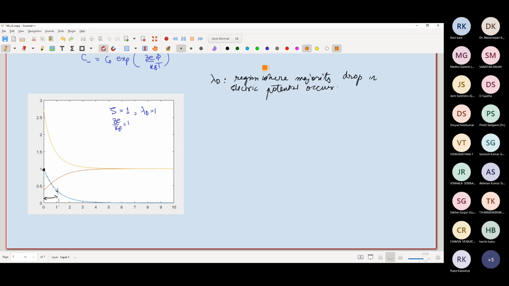Now what about these two? This is the distribution of co-ions, that is the number density from this base value. This is the bulk number density, so the number density is 1. The co-ion concentration is low at the wall, whereas this is the counter-ion number density, that is high near the wall.